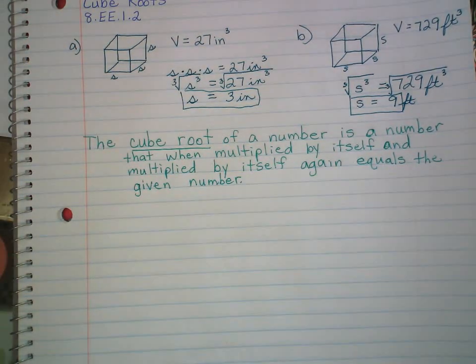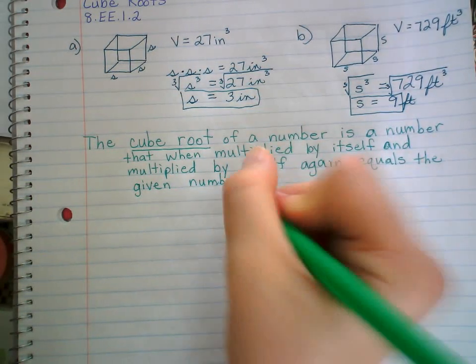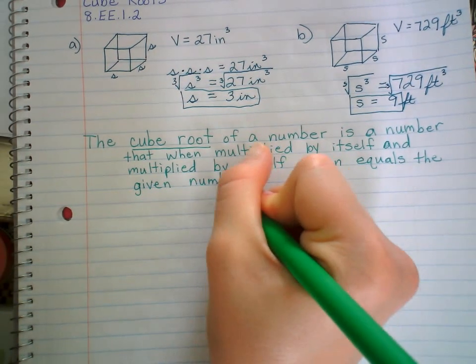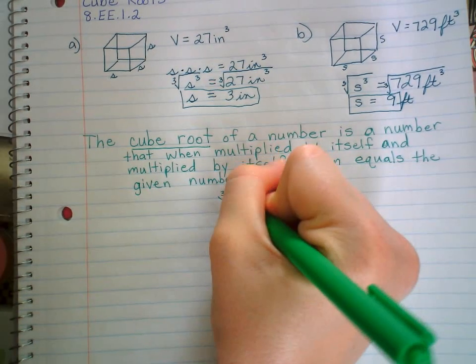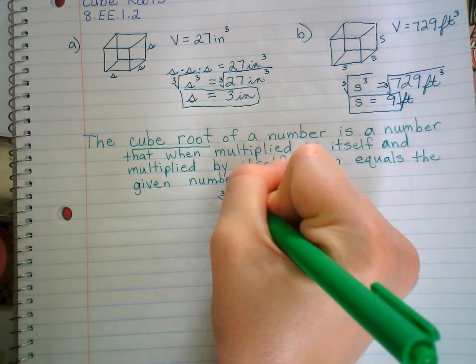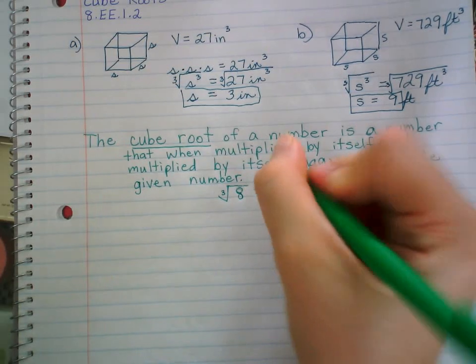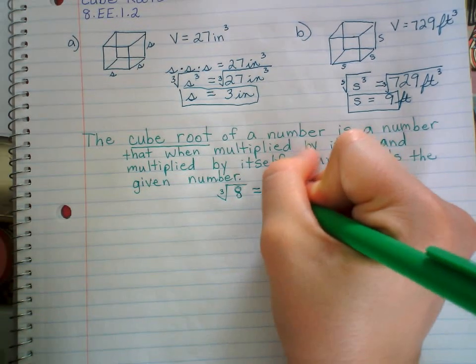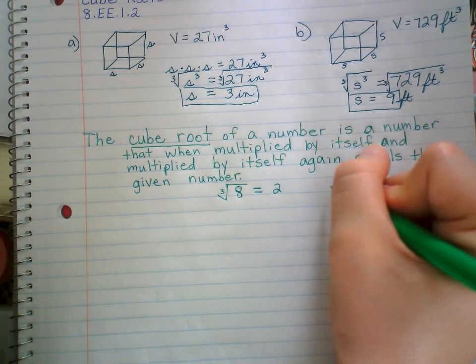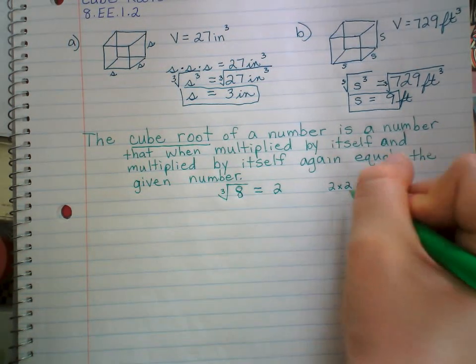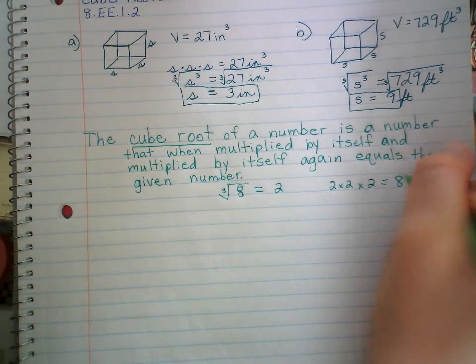Okay, so for example, the cube root of 8. What number times itself 3 times is 8? 2. Because it's 2 times 2 times 2. 2 times 2 is 4. 4 times 2 is 8.